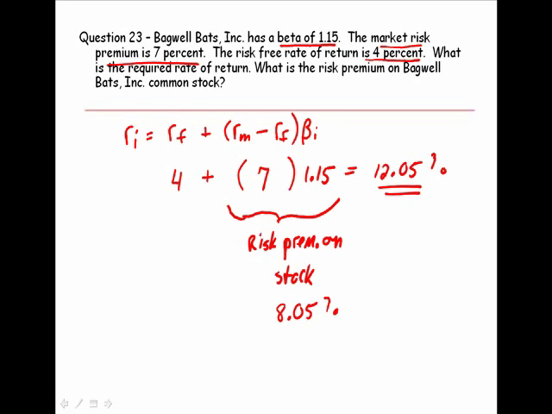So while the market risk premium is 7%, investors want 8.05% to invest in Bagwell common stock because, as we see from the beta, Bagwell-Batts common stock returns are riskier. They are more volatile than are the returns on the market portfolio.